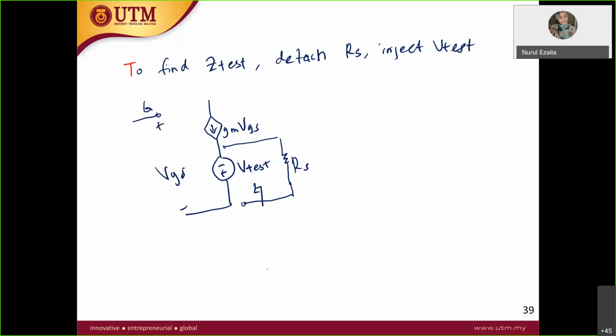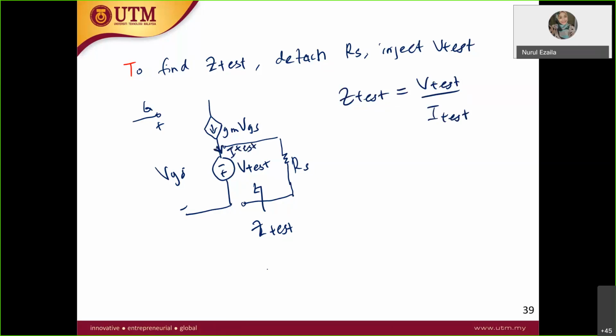So Z test over here is equal to V test over I test. Okay, Z test equal to V test over I test. I test is going down, so this is I test. Same like you inject voltage previously.